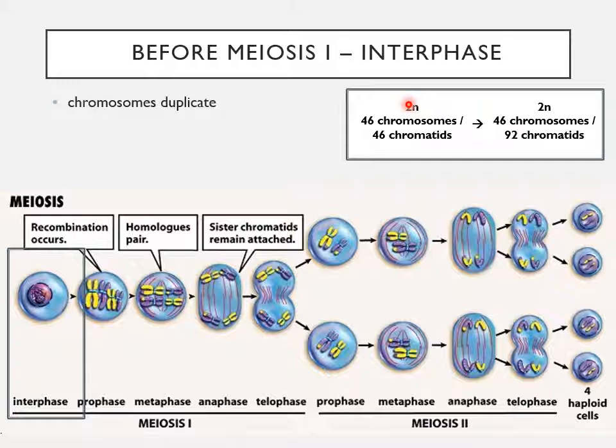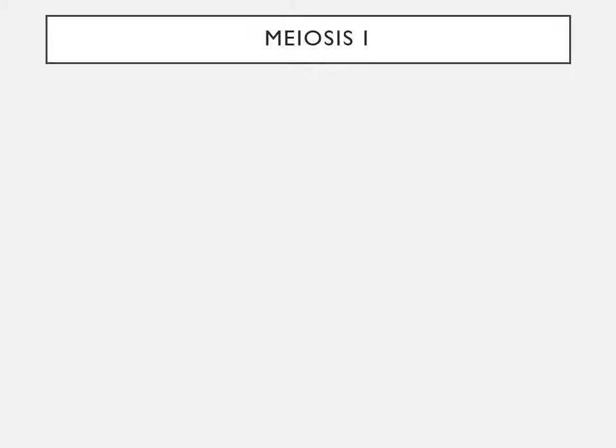So again, before interphase, the cell is diploid, it's 2N. There are 46 chromosomes, 46 chromatids. The DNA duplicates. We are still at 2N. We still have 46 chromosomes, one of each type from mom and one of each type from dad. But now that the DNA is duplicated, we have 92 chromatids. So 2 chromatids on every single chromosome. Now we move into meiosis 1.